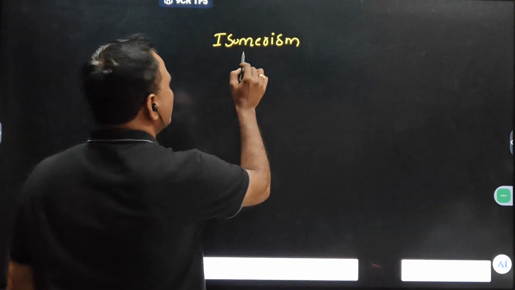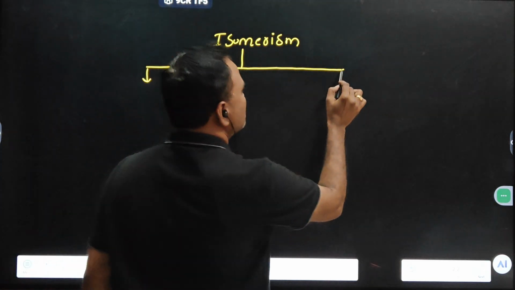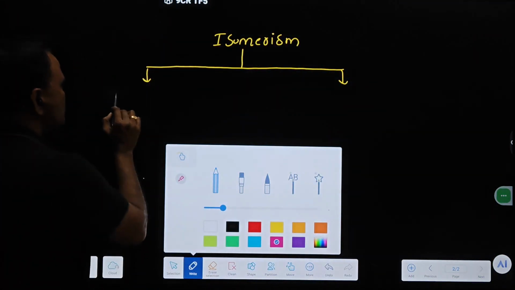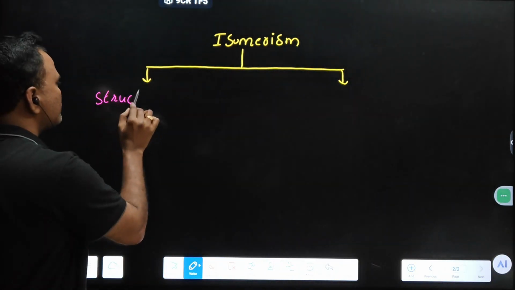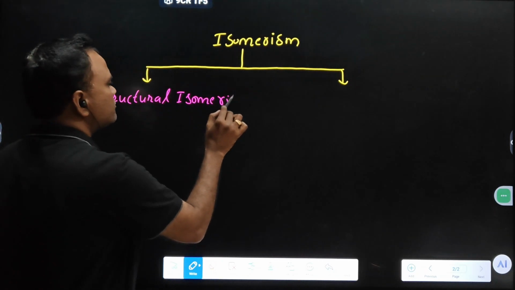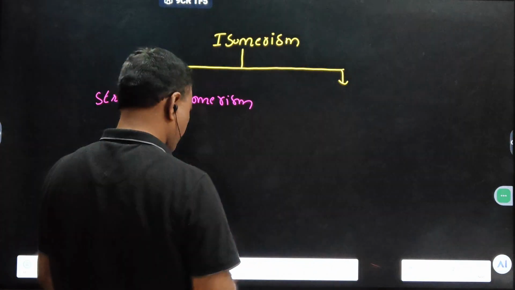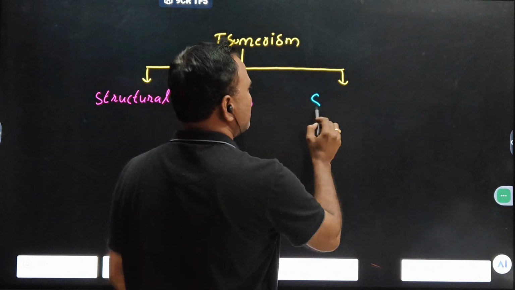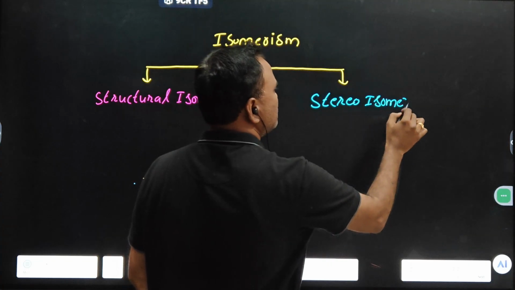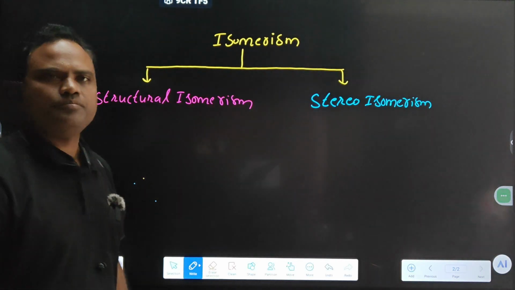Isomerism is classified, in complex compounds, into two types: structural isomerism and stereoisomerism. Structural isomerism and stereoisomerism. Right?